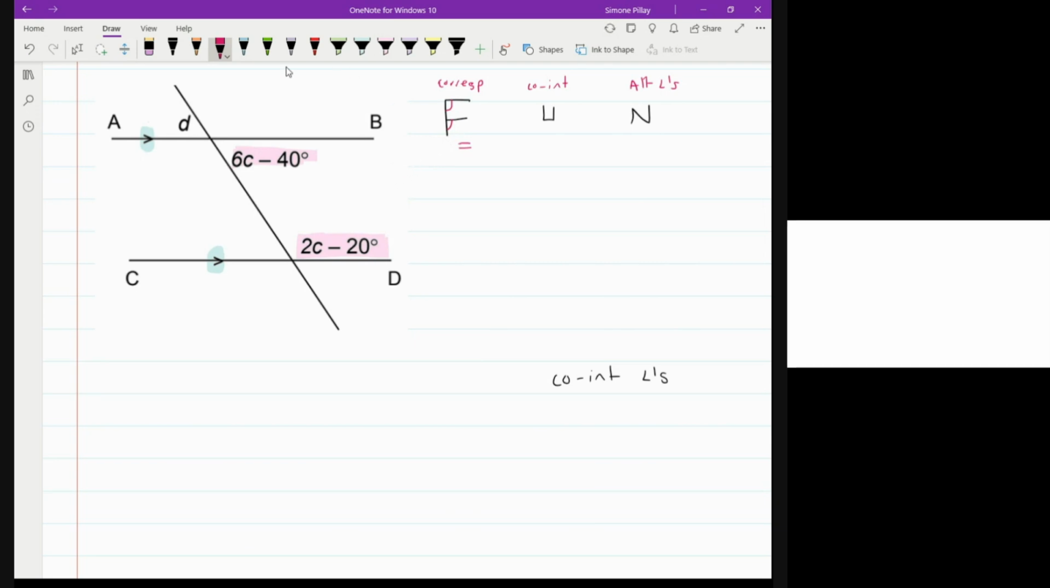Yes, ma'am. And then the alternate angles are the corners of the Z or N. But what do we know about these angles? Are they equal? Do they add to 180? Do they add to 360? Ma'am, the corresponding angles are equal, and then the co-interior is equal to 180, and the alternate is equal.